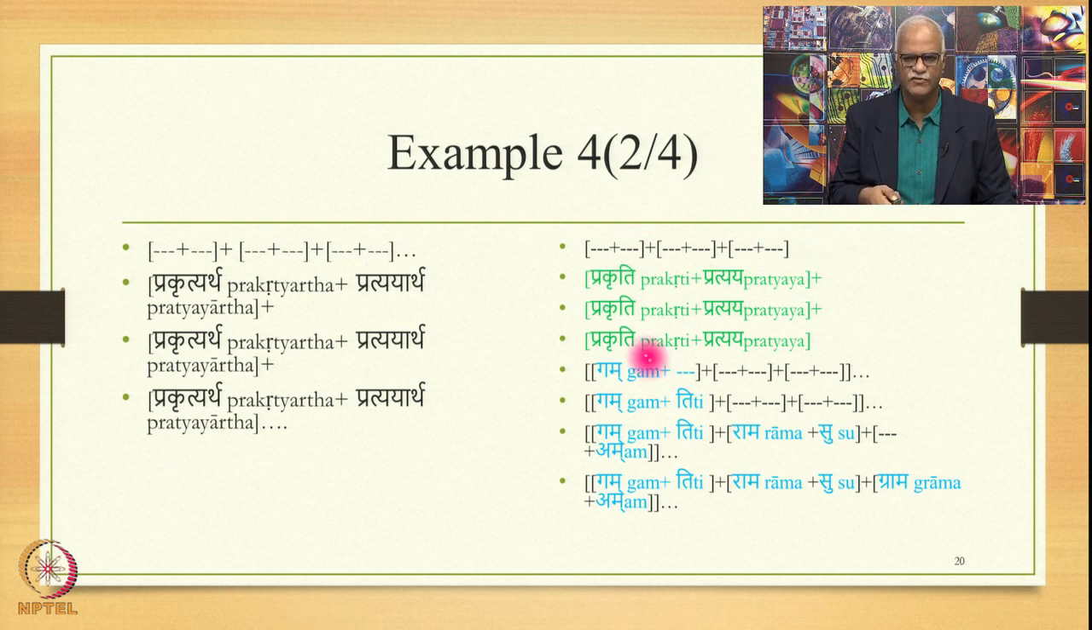In such a situation, we are restating this gama because it was already stated. What this means is that this particular unit will have gama only and everything else is eliminated. And then when we add ti over here, we are eliminating all other options. Then when we add rama over here, we are eliminating other options. And su and grama and so on, then we are eliminating all other options.